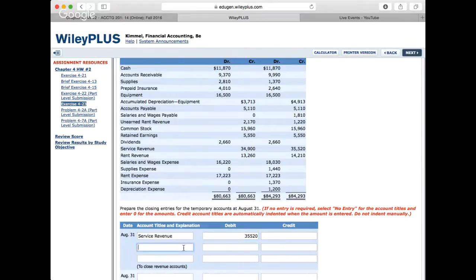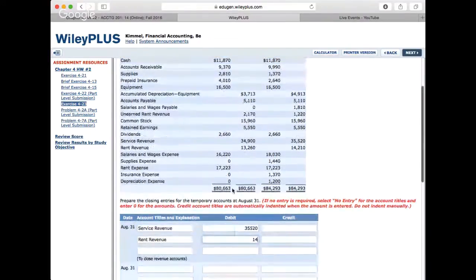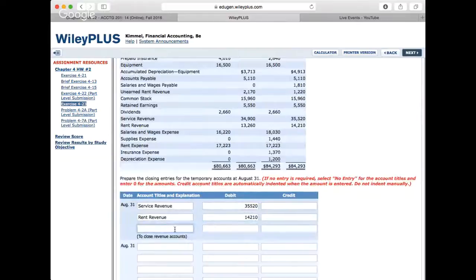Next portion that we have right below that is the rent revenue. And we're going to input the information from the after adjustment, of course, at $14,210. And this third line here, as we close the accounts and to balance this portion of the sheet, we're going to have the income summary. After adding these two accounts, we have $49,730.